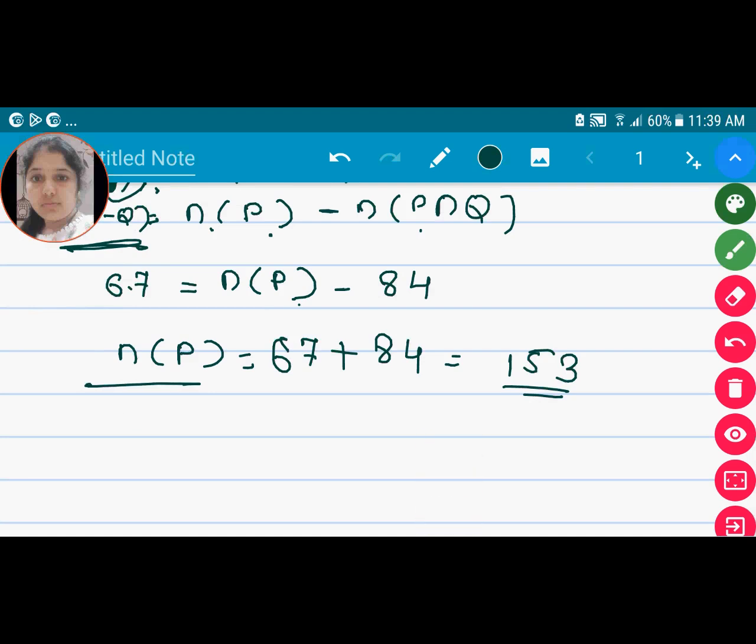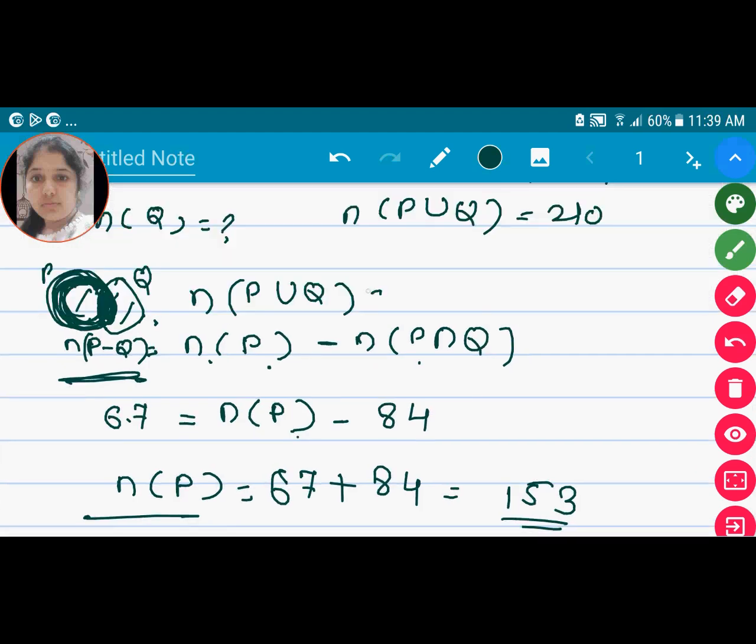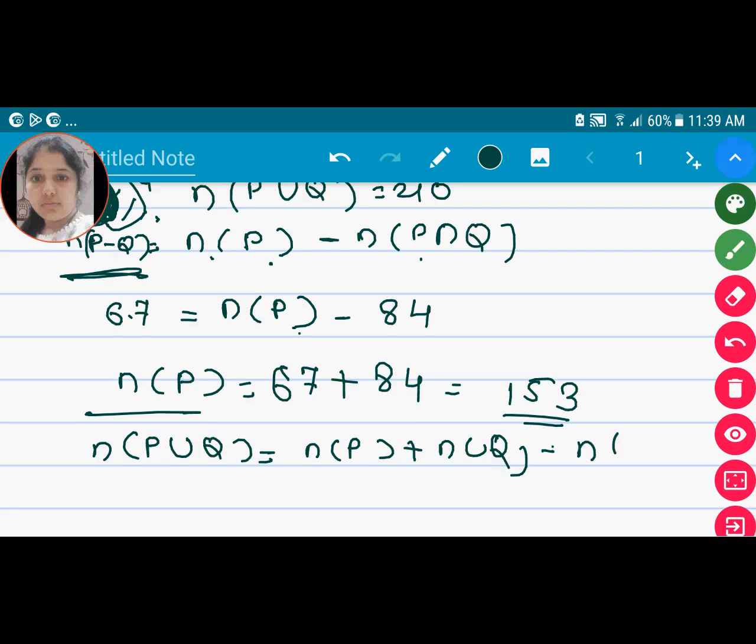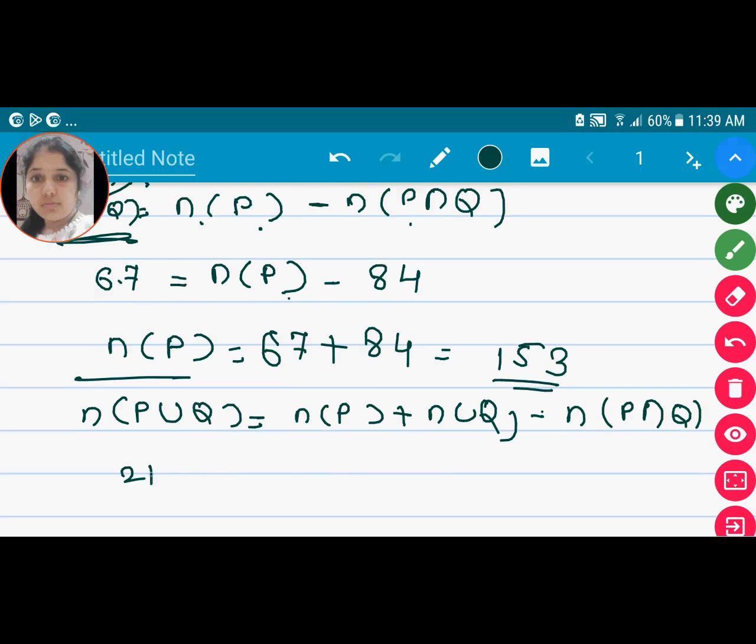Now we get the value for the number of elements in P. We know the value for the number of elements in P union Q, which is 210, and we know the value for the number of elements in P intersection Q, so we can find the number of elements in Q. So use the formula: number of elements in P union Q is equal to number of elements in P plus number of elements in Q minus number of elements in P intersection Q. Now you know the values: 210 is equal to 153 plus number of elements in Q minus 84.